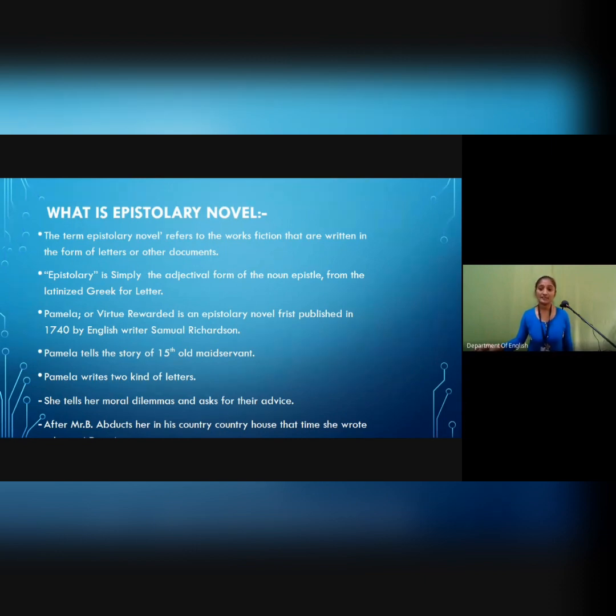Pamela is the first epistolary novel written by Samuel Richardson. Pamela tells the story of a 15-year-old maid servant. Pamela writes two kinds of letters. First, she tells her moral dilemma and asks for advice from her parents. And secondly, she is the writer after Mr. B abandons her in the country house, and that time she wrote.